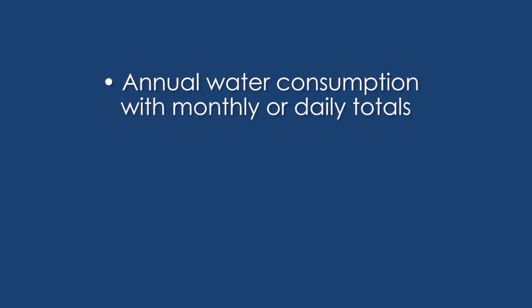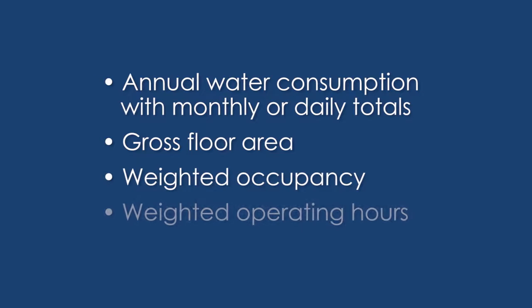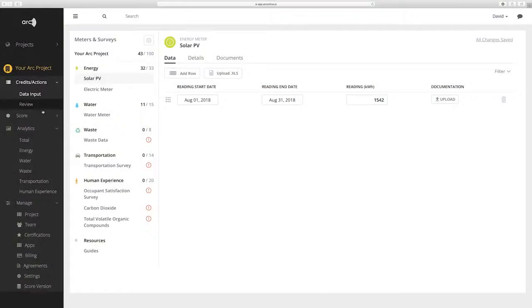Water score calculation. To calculate a water score automatically in ARC, the following data is required: annual water consumption with monthly or daily totals, gross floor area, weighted occupancy, weighted operating hours. The water consumption is converted into daily water consumption to generate the score. Now that you've added data into ARC, you can view and analyze your water score.